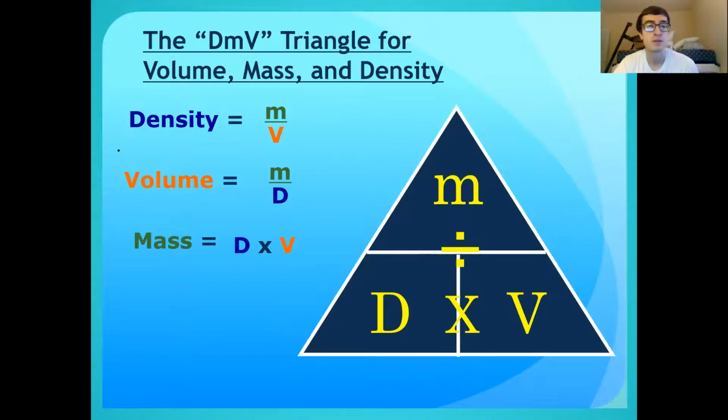By using this as our basic equation, density equals mass over volume, we can then rearrange the numbers in order to figure out density, volume, or mass of an object if we have the other two values. So remember this slide because this is going to be very important when we get to the homework.